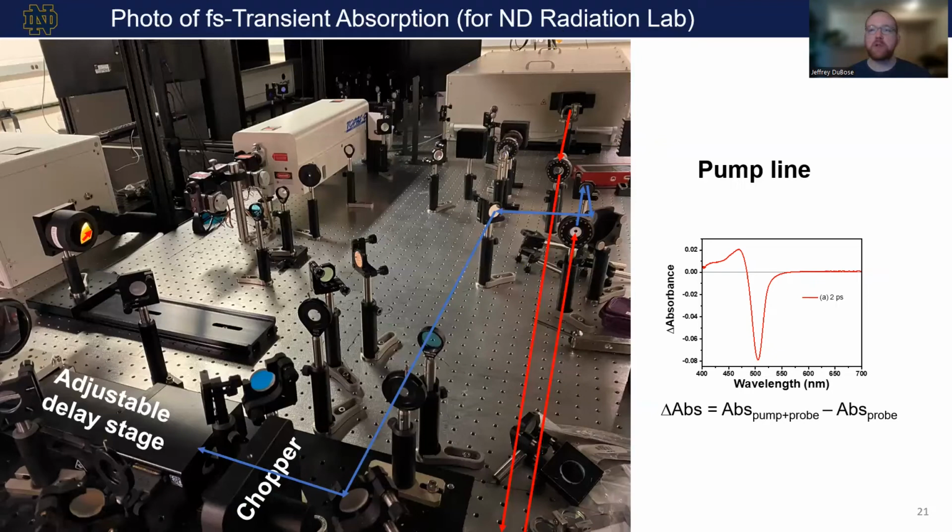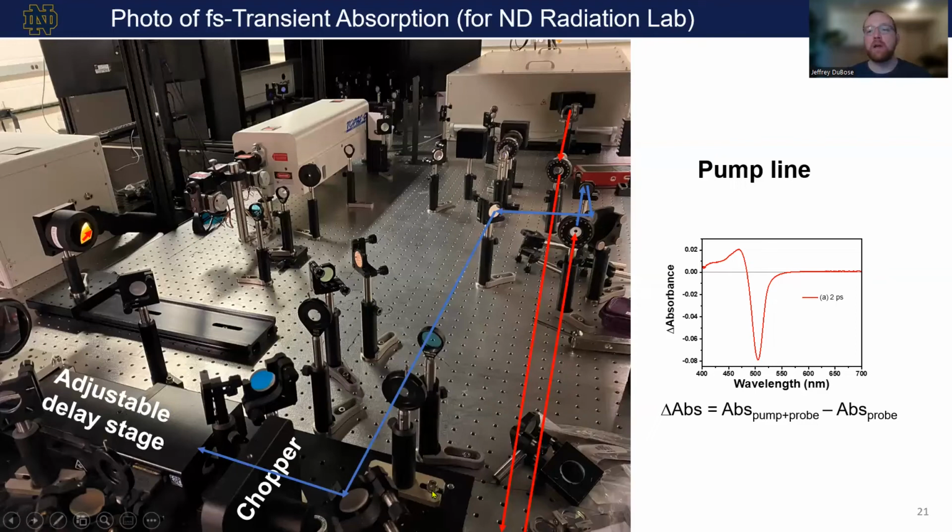And so what the chopper actually does is it's basically a physical fan blade that's moving in a clockwise fashion. During one pass, it's going to block that pump pulse. 50% of the time, the blade is going to be in the position where it's going to block our pump pulse. And so that means just the probe is hitting the sample.